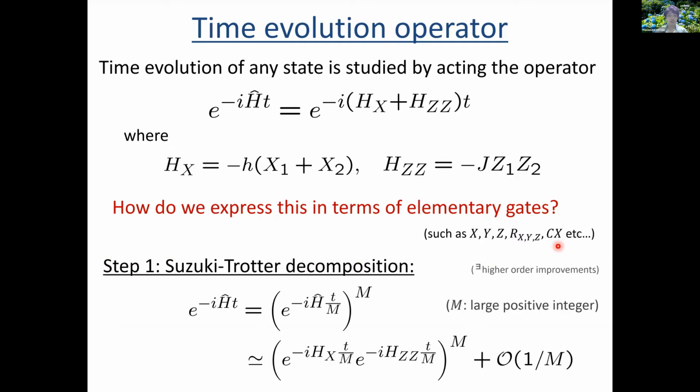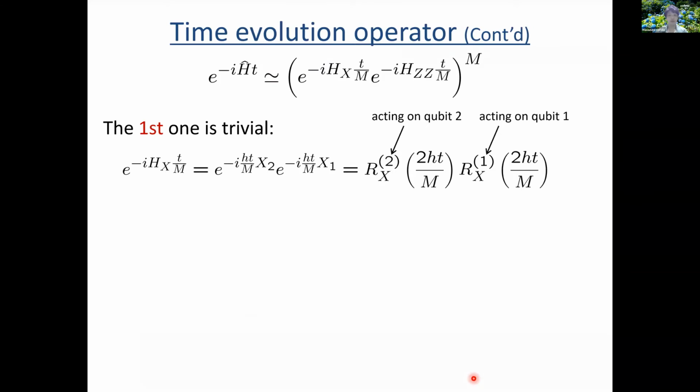At the first step, we use the so-called Suzuki-Trotter decomposition for this operator. This is the identity by using a large positive integer m. Then when m is very, very large, the time evolution operator can be approximated in this way. So let us use this approximation. So now the problem is reduced to realizing these operators one by one.